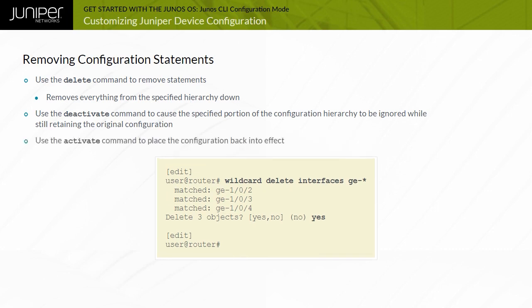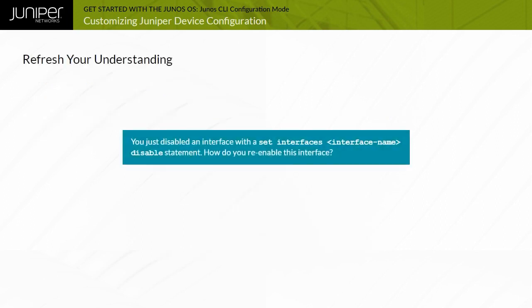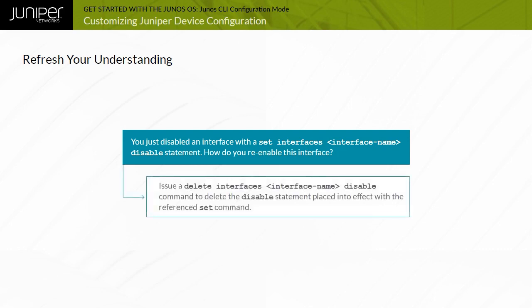Issue an Activate command to place the configuration back into effect. Examples of the Deactivate and Activate commands are provided later in this module. You just disabled an interface with a Set Interfaces, Interface Name, Disable statement. How do you re-enable this interface? Issue a Delete Interfaces, Interface Name, Disable command to delete the disable statement placed into effect with the reference Set command. Note that the double negative in this syntax is correct.